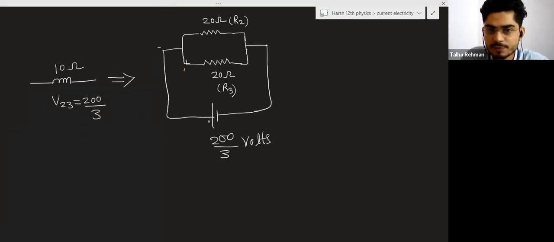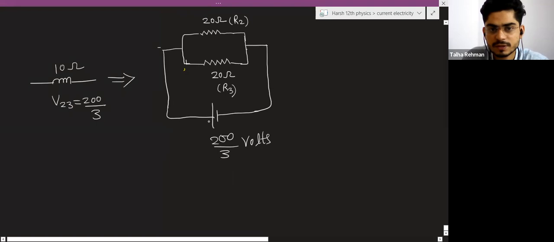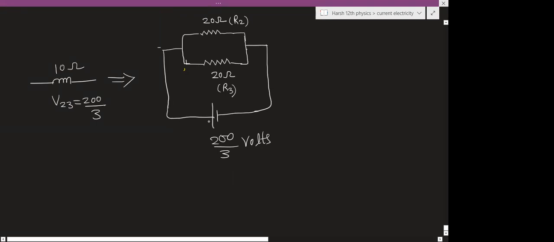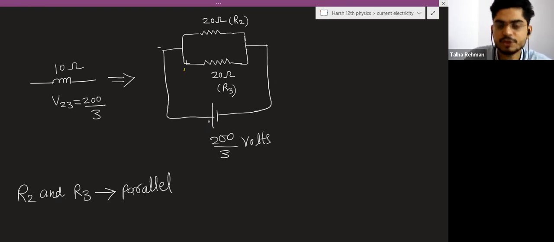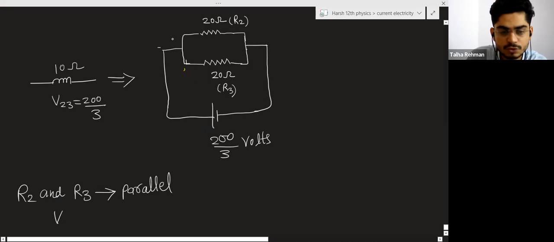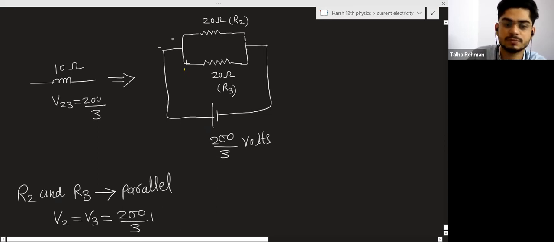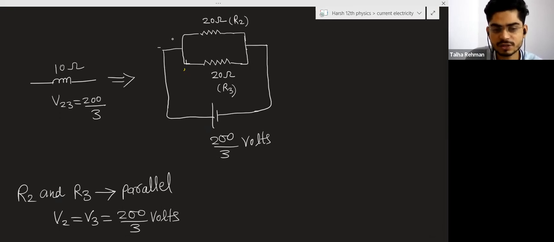So this is a parallel combination. You can write R2 and R3 are connected in parallel, and we know that in parallel combination the voltage V2 is equal to V3, which is equal to the total voltage. So across the resistance R2 and across the resistance R3, the voltage is this.